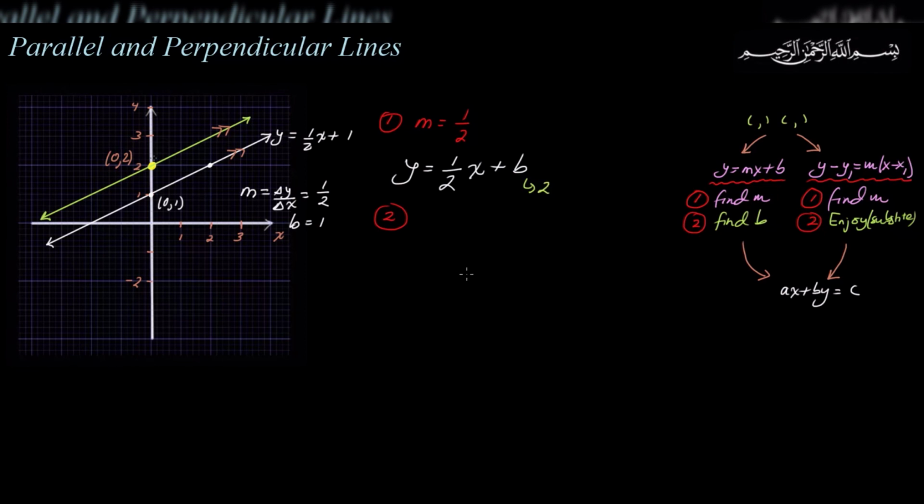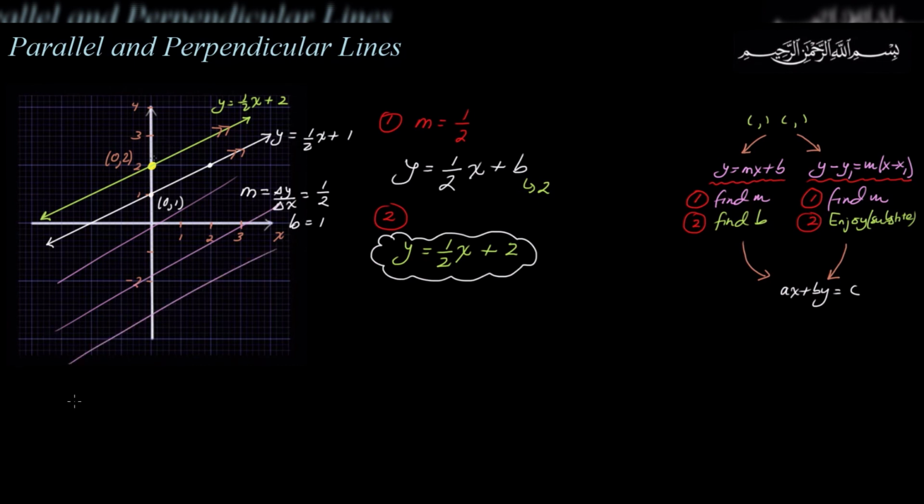So can I write the equation of the line? Of course I can. This is y equals 1/2 x plus b. b was 2, and there it is. That's the equation of this particular line over here. If I wanted to, I can just write it over here: y equals 1/2 x plus 2. Now, if you recognize, any line that's parallel to this original white line is going to have the same slope. The only difference will be that their y-intercept is going to be different.